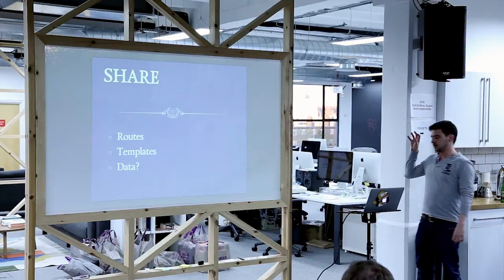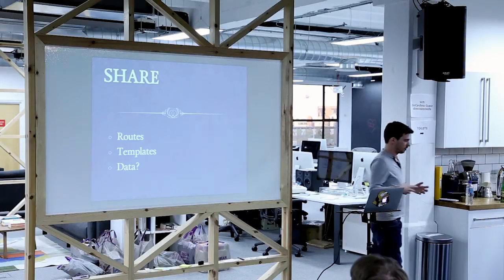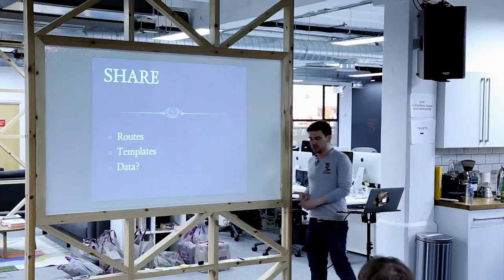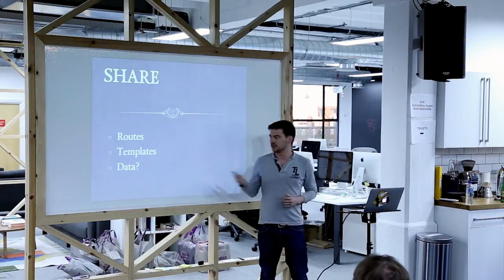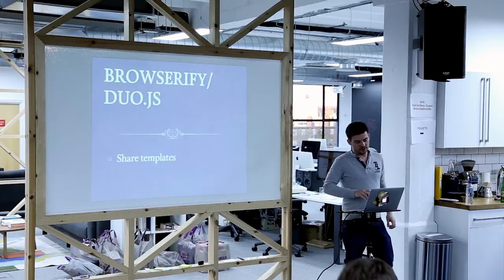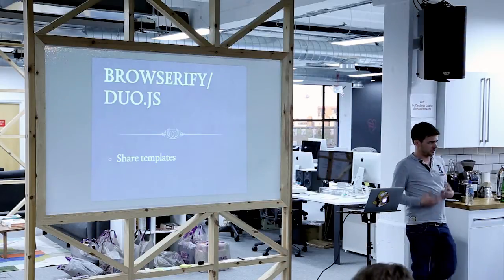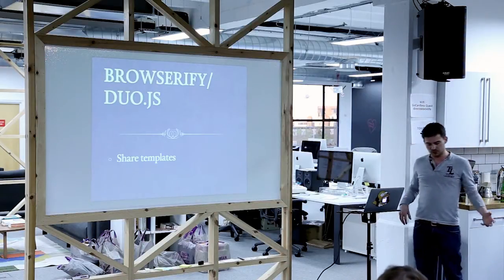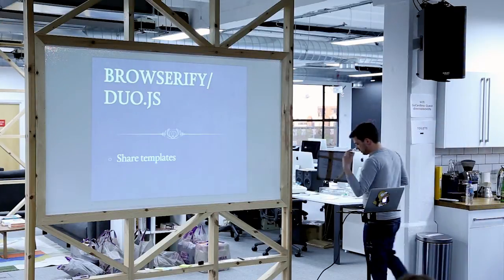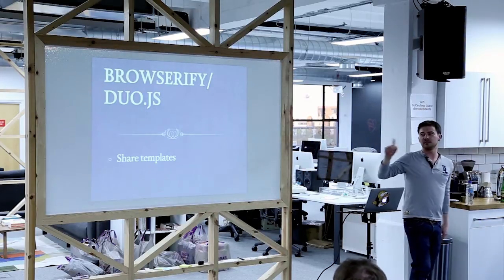So I said to start on the server side, but we want to reduce work and ensure we don't duplicate things. So we need to share things. We want to share our routes, we want to share our templates, and possibly we want to share our data. In terms of how you can share those things, Browserify, which has already been mentioned, is a really nice tool. You actually take CommonJS modules and put them on your client side and use them in your code. Duo.js does something similar. I put on GitHub that I was actually going to talk about Duo, so I've mainly put it aside for that reason.